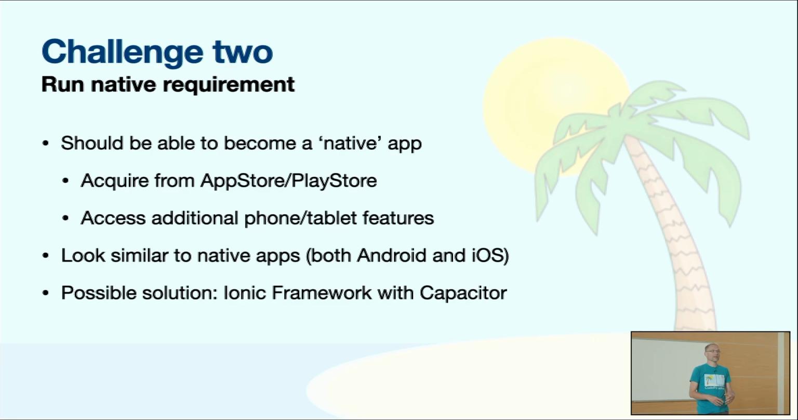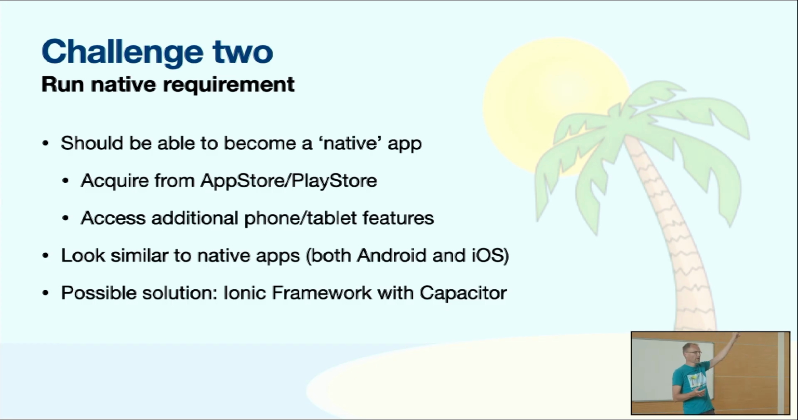There was a need to make it, at some point, a native application. Some of the features of the phone are to be used at some point, and also it would be nice that it can be acquired from the App Store, Play Store, depending on your platform. It would be nice if it also would look native, that it looks like your regular application, so the users are comfortable with it, know where to look for certain things. So a possible solution there was to use the Ionic framework.